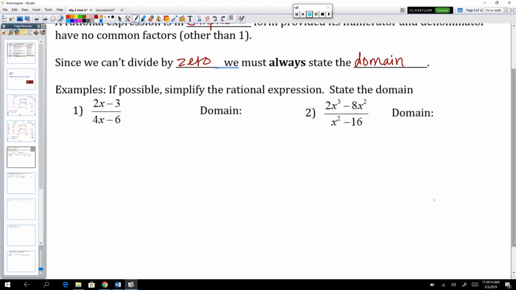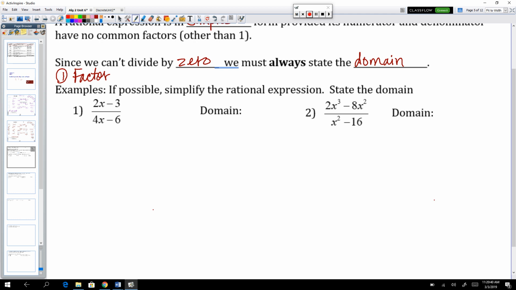So for example, number 1. Simplify this rational expression and state the domain. To simplify, we need to make sure that there are not any common factors on the top and the bottom. If there are, we need to pull them out and cancel them. The best way to do this is to factor. Look for factors.